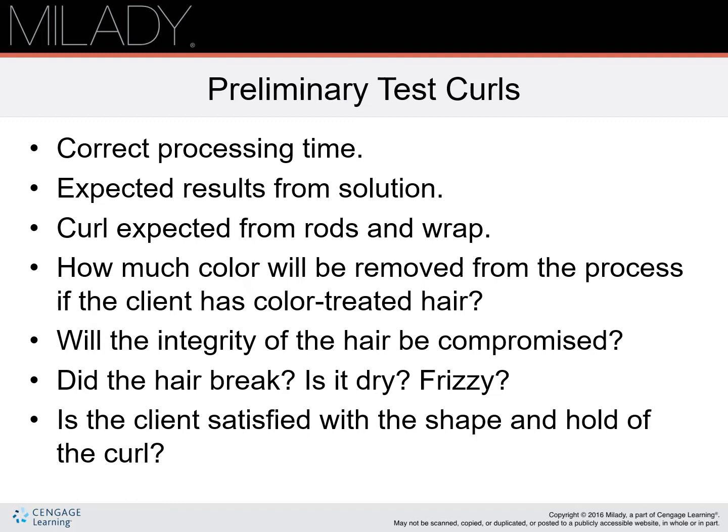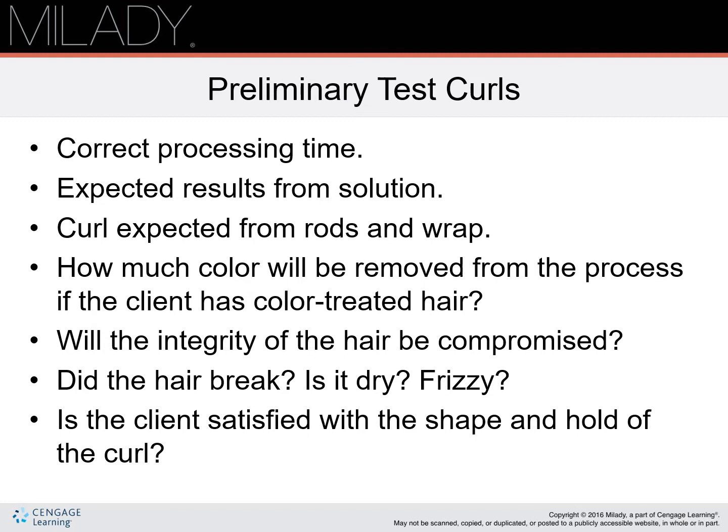So let's talk about permanent waving procedures. Preliminary test curls. Preliminary test curls are used to determine how the hair will react to a perm. This also helps us determine the correct processing time. It is used to determine the best processing time for the best curl development.